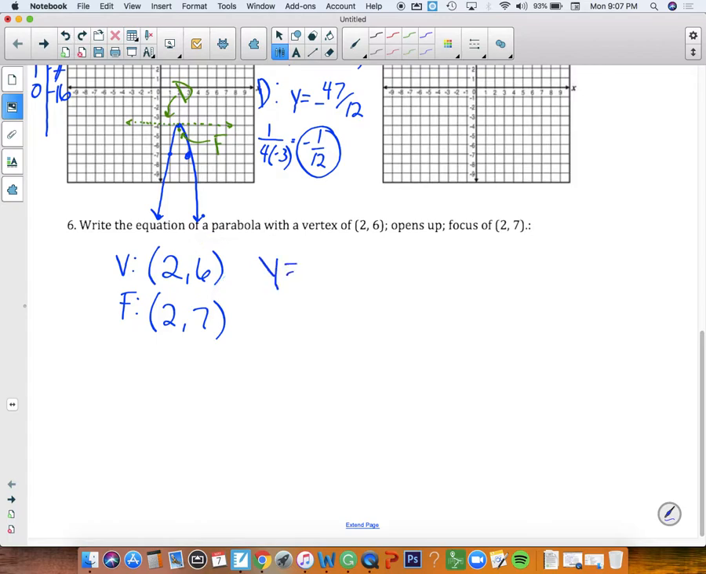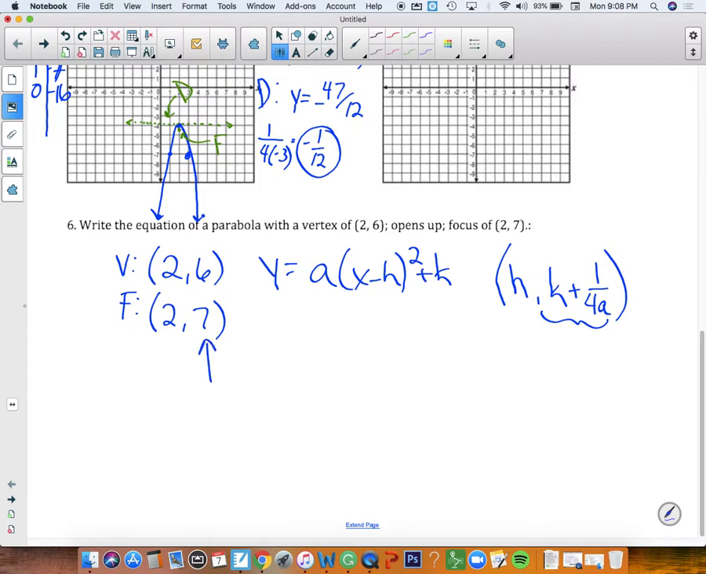Okay, so y equals a(x minus h) squared plus k. Since it's a y equals, we also know that we have to add to the focus in the y value. So it'd be (h, k plus 1 over 4a). This is what we're going to have to use to make an equation. All right, so we know our focus, we're given (2, 7). So that is equivalent to this stuff. So 7 equals k, which is a 6, plus 1 over 4a.